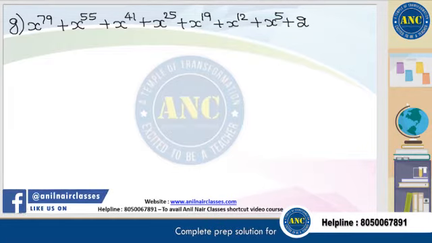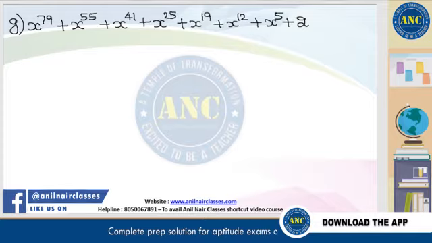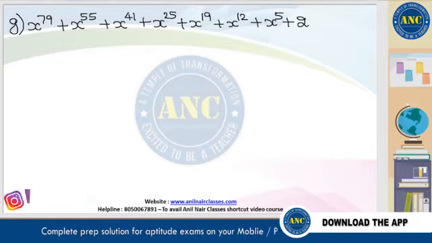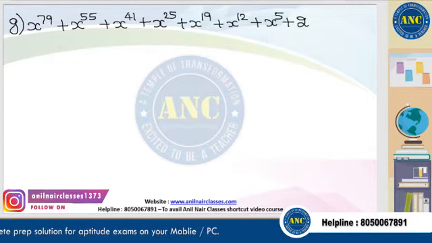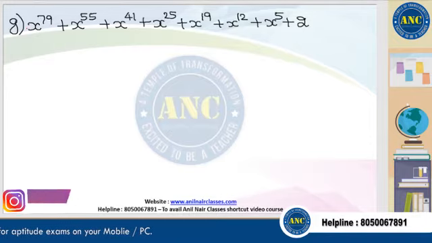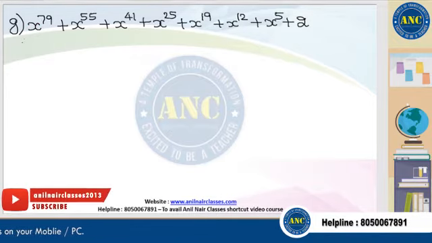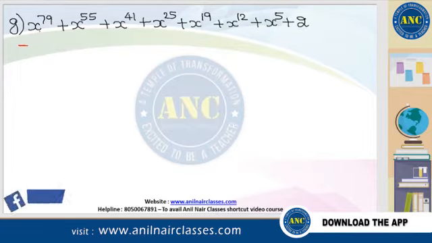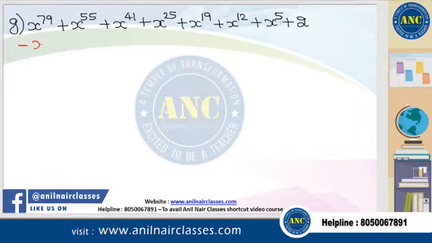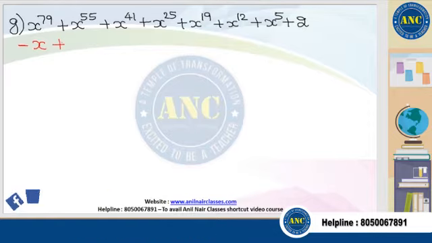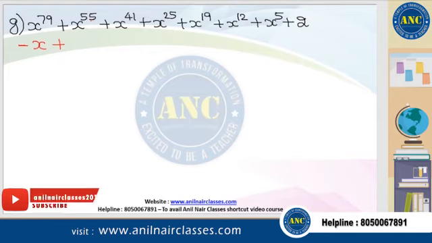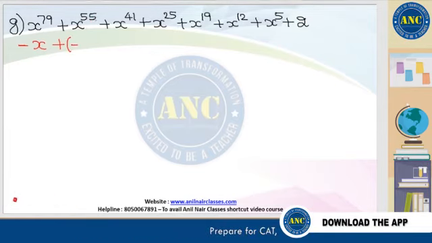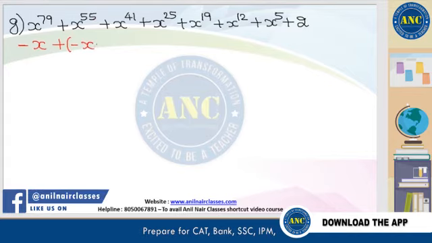Now see here, this is very simple once again. 79 is 78 plus 1, and 78 is 13 into 6. It is an odd multiple of 6, so x power 78 is minus 1. Into x power 1, it is minus x. Like that you should do it very fast. Next, x power 54 is 6 into 9. Again it is an odd multiple, so it is minus. Let me put minus 1 into x power 1, so it is minus x once again.